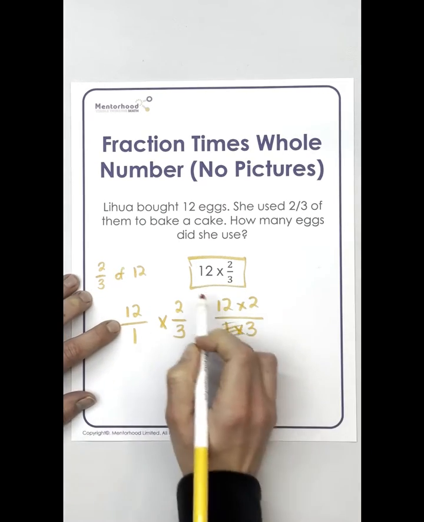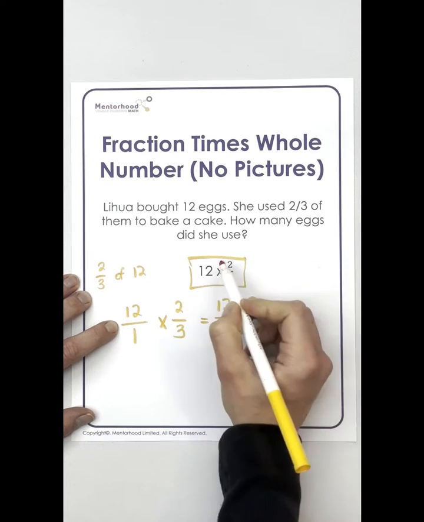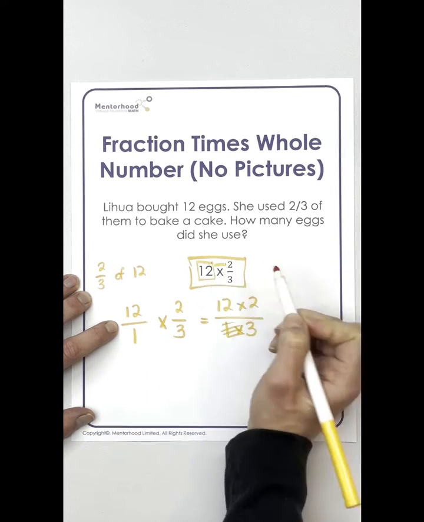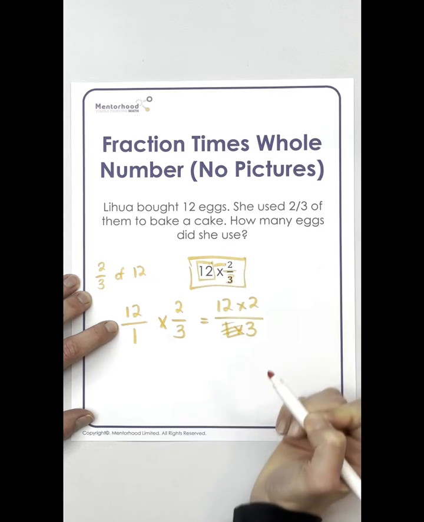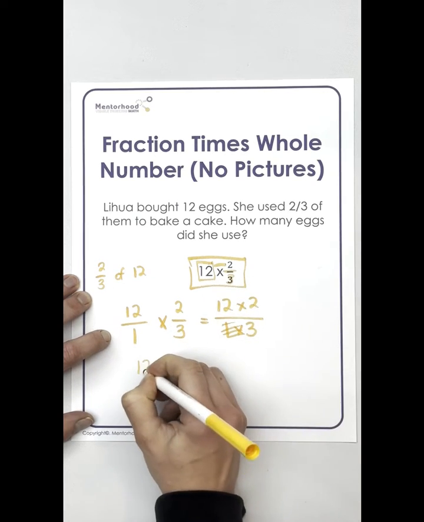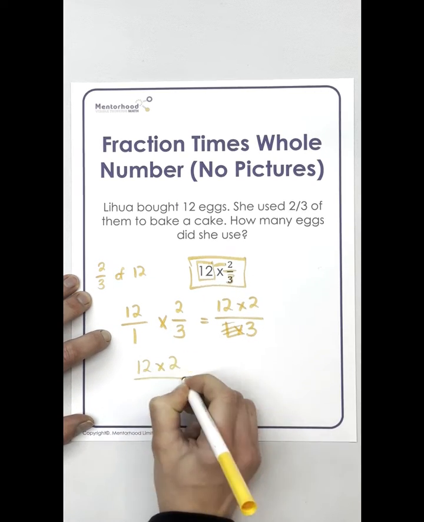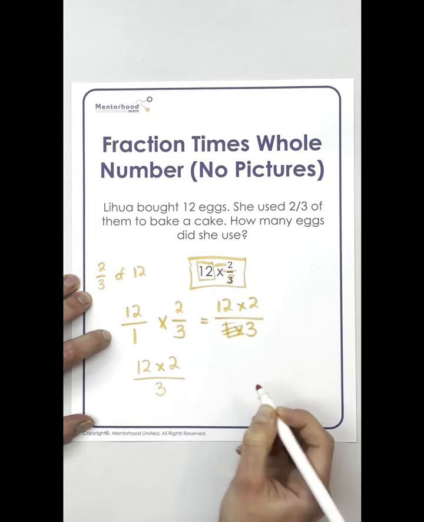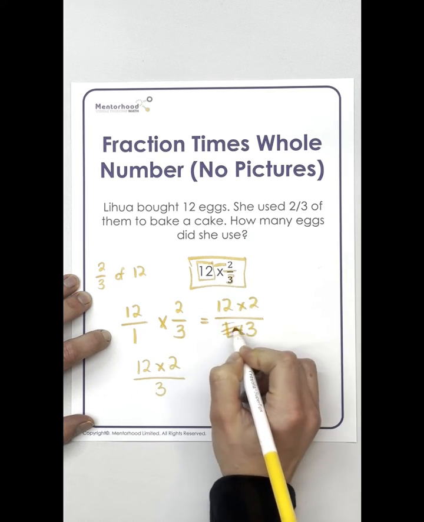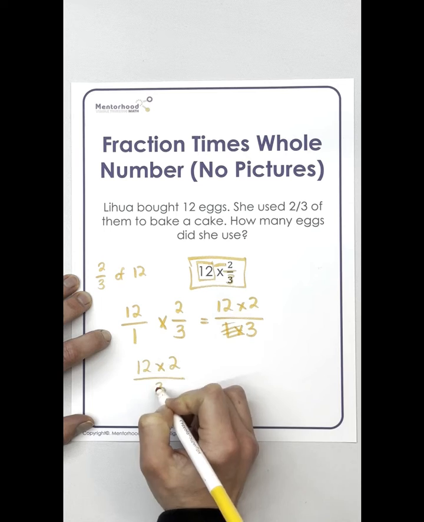So what we can see by doing this layout is that this is the same thing as just putting the 12 times the top number over the bottom number. So let's try that. 12 times the top number 2 over the bottom number 3. 12 times 2 over 1 times 3 is the same as 12 times 2 over 3.